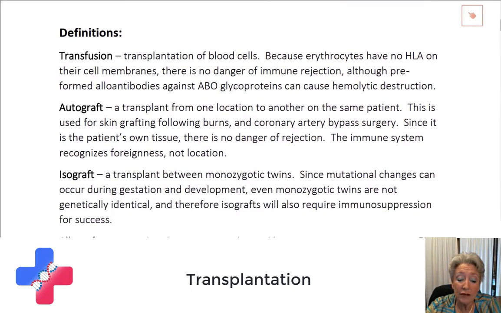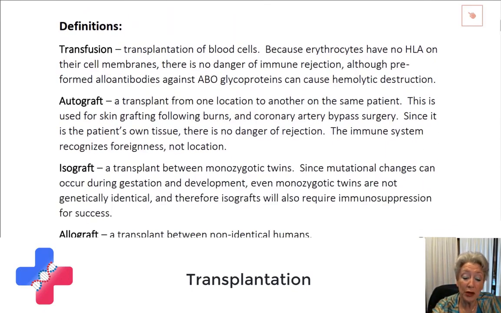An autograft is a transplant from one location to another, so keep in mind that that has very little problem occurring. Your body doesn't care where things are. It just cares that they are yours. So this is the one example of things that we would not have to immunosuppress.